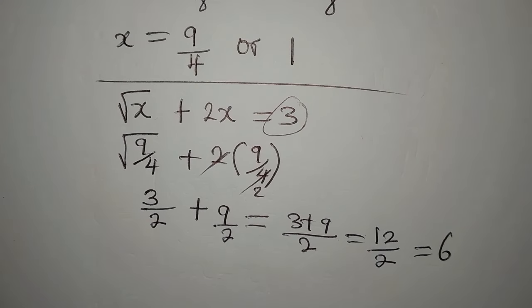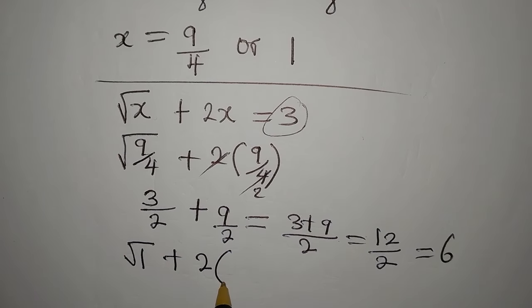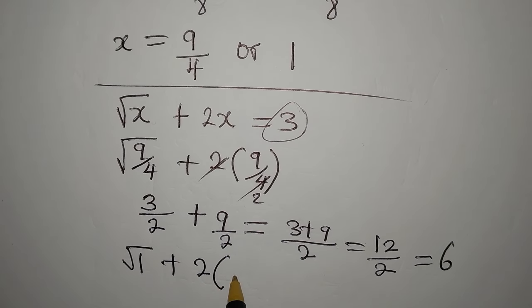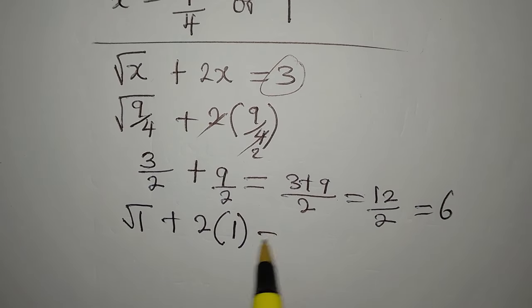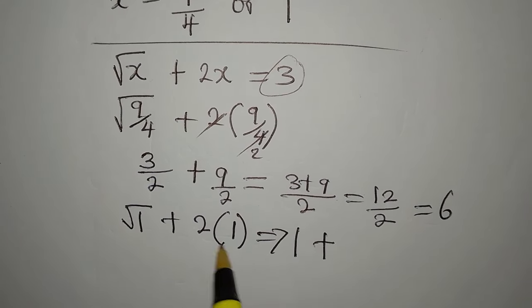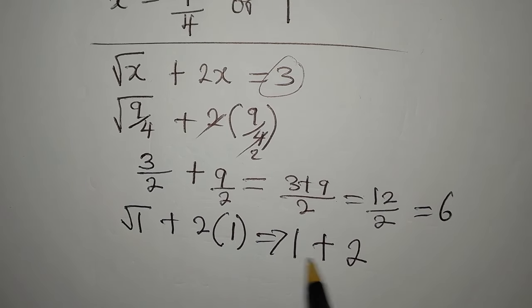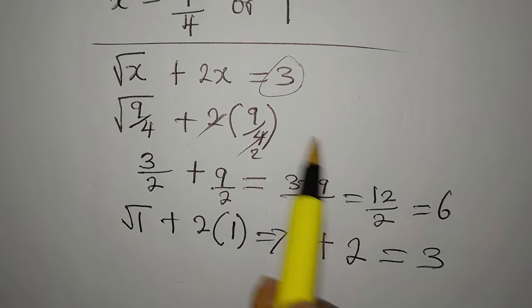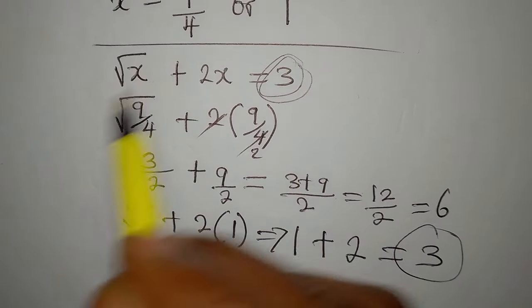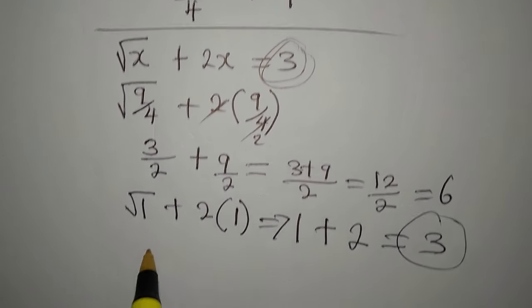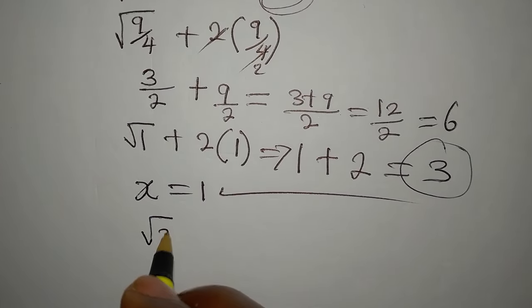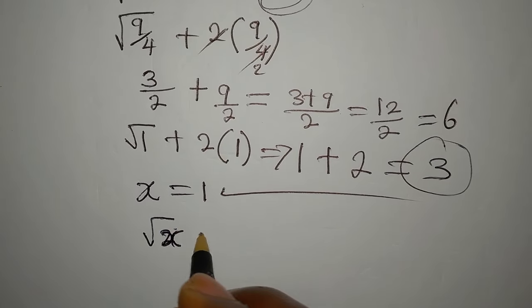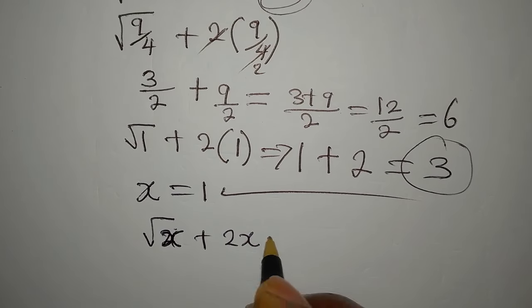So let's try the 1. Square root of 1 plus 2 multiplied by x is going to be 1 now, right? Now square root of 1 will give us 1, plus 2 times 1 is also 2. 1 plus 2 is equal to 3. And the same number we have on the other side. So it is only x equals 1 that satisfies this equation, square root of x plus 2x equals 3.